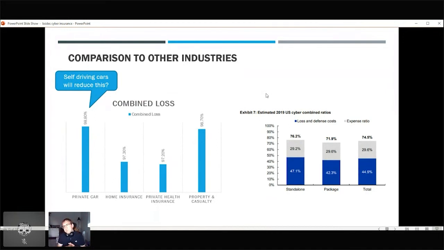So even when you factor in the total expense ratio for cyber insurance, you are still maybe 10% lower than the other sectors. You're basically at 74% for 2019 compared to all these other sectors. So it's pretty good profit for them. Everybody's into cyber insurance. If you want to go into insurance, go to cyber insurance. It's where you make most of your money now.